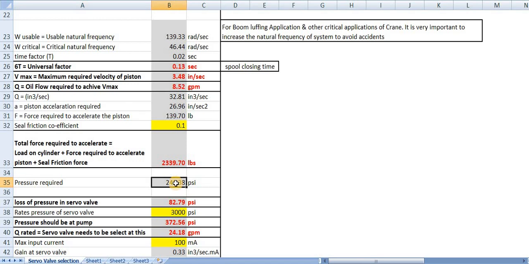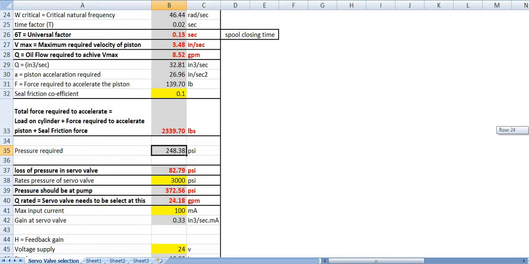Okay, so these are not the exact values on which we need to design our system. These are some internal calculations, but I have to consider other fractions and other losses. So let's see what the losses are. Loss of pressure in the servo valve will again be a calculation. You can check the equation, but this will be the loss in the servo valve. It's 82.79 psi, and I'm assuming the rated pressure of the servo valve is 3000 psi. So the pressure at the pump should be the pressure required plus loss, so it will be about 372 psi.